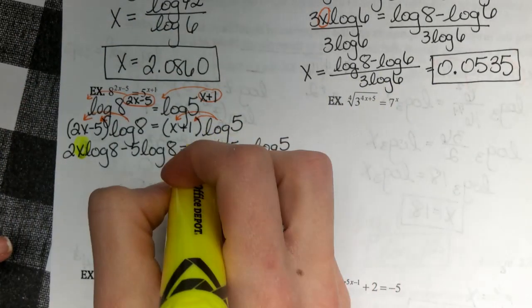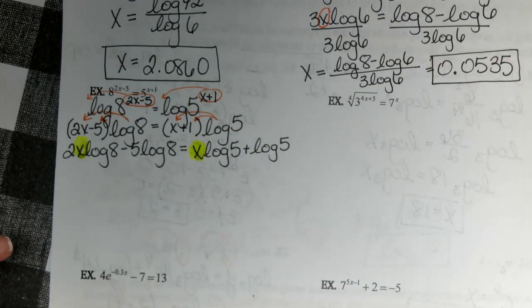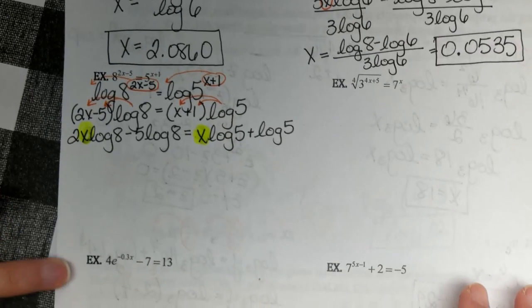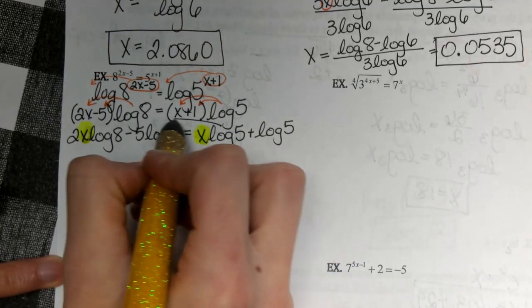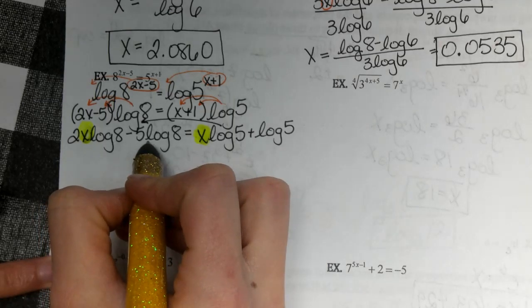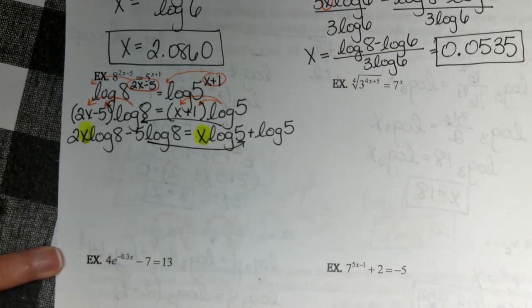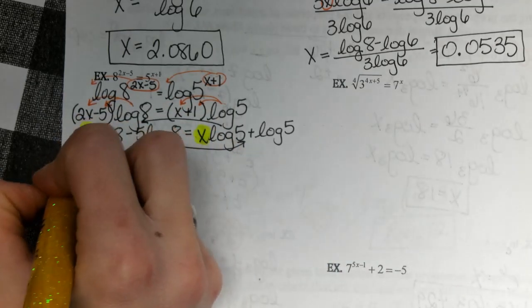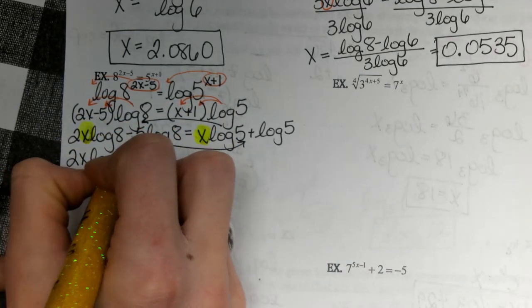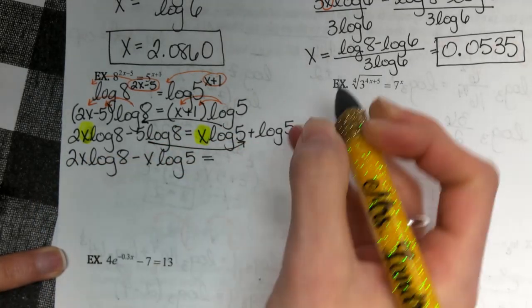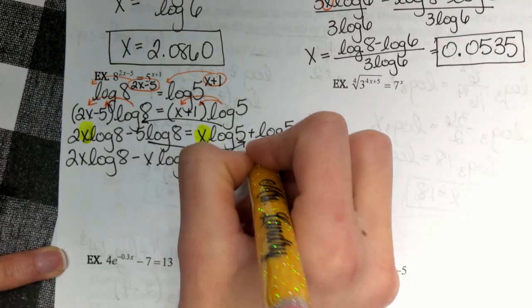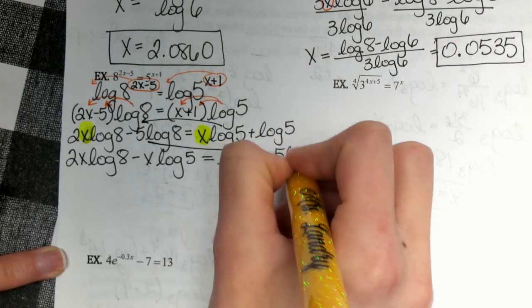I have an x on the left and an x on the right. So what do I need to do? I need my x's on the left. So I'm going to move this over, and I'm going to move this term that has nothing to do with an x over. Okay? So I'm going to have 2x log 8 minus x log 5 equals log 5 plus 5 log 8.